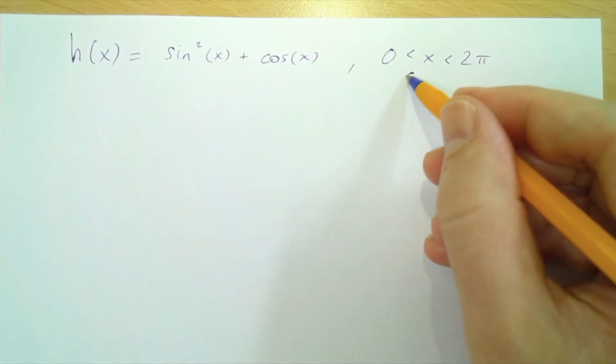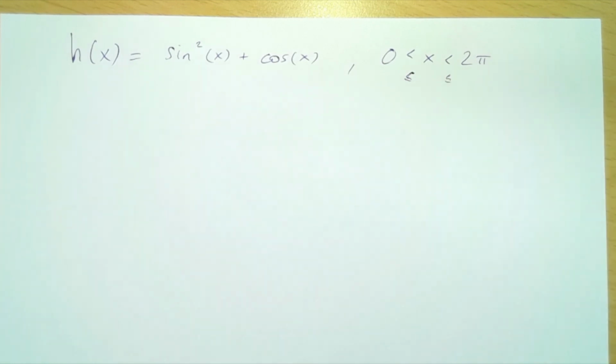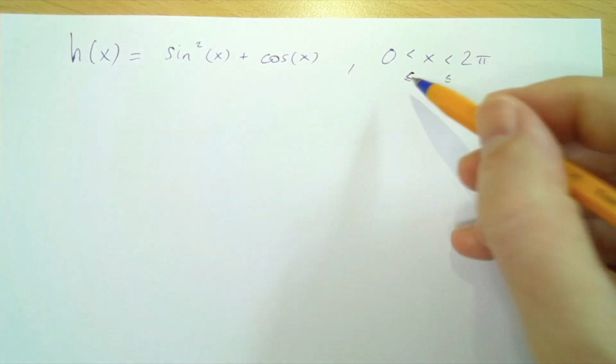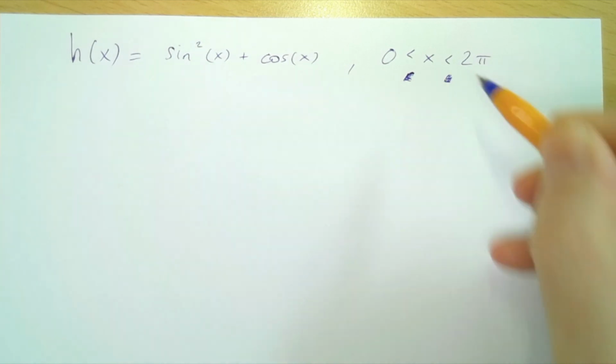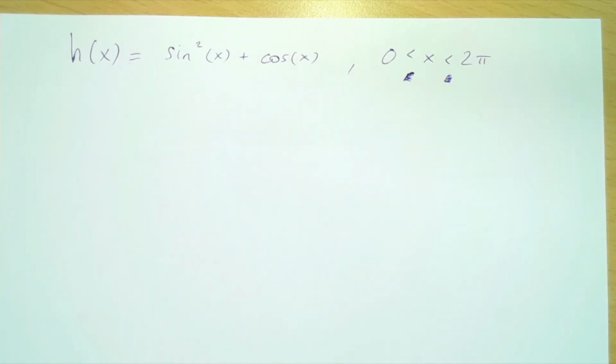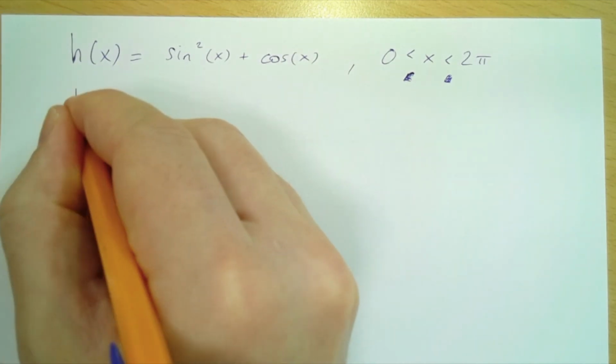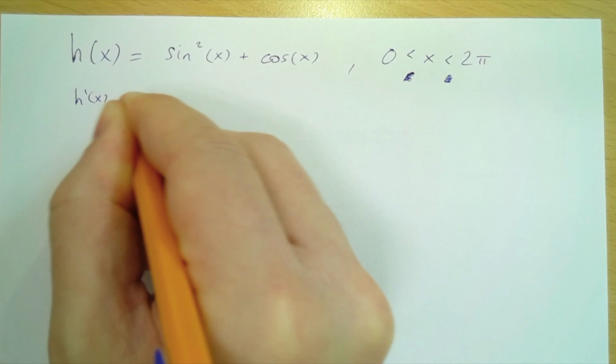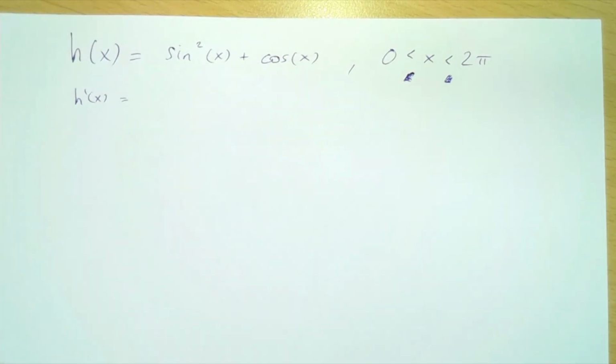Closed interval would be if there was less than or equal, and if there were closed intervals, then that means something else if we look for absolute maxima and absolute minima. So let's go through the same steps as before. We need to find h prime of x, set it equal to 0, and find where it's undefined as well.